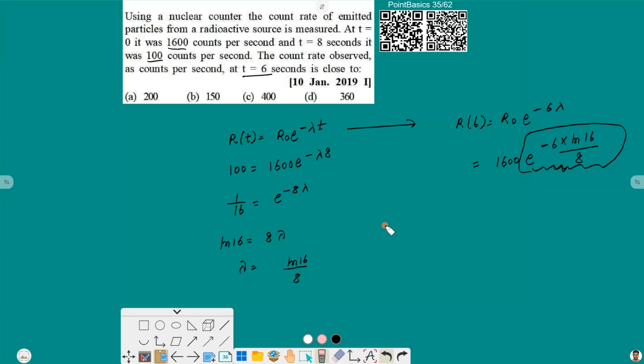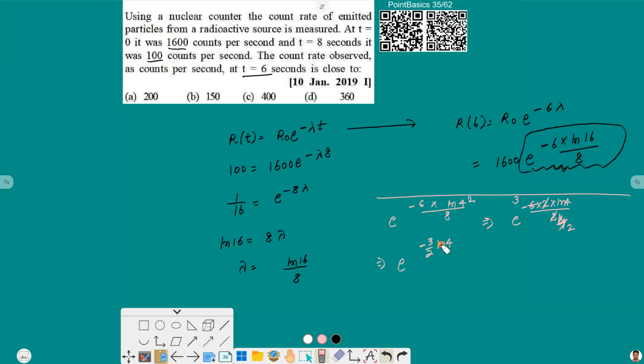So let me do it separately. Here I have e raised to power minus 6 into ln 16, which I can write as ln of 4 square divided by 8. So this will be e raised to power minus 6 into 2 into ln of 4 by 8. That will cancel on 4, and that further cancel on minus 3, and this is on minus 2. So this is e raised to power minus 3 by 2 ln of 4.